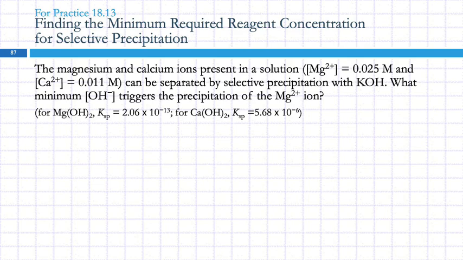So this is a good exam question. The magnesium and calcium ions present in a solution can be separated by selective precipitation with potassium hydroxide. What minimum hydroxide concentration triggers the precipitation of the magnesium ion? We are given KSP for both of these. These have the same stoichiometry, 1 cation to 2 anions. So this is the smaller KSP, and we understand that's going to precipitate first, which agrees with what this says.